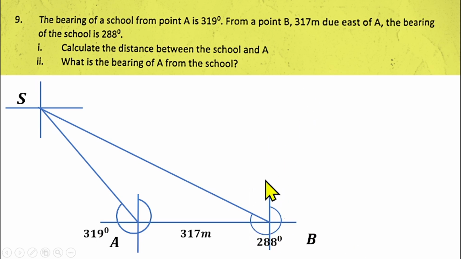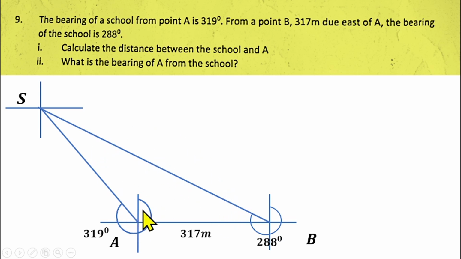That's what the question is saying, and B is 317 east of A. So that is the diagram we have to draw. Then we have to calculate the distance between school and A, which is this side. That will not be possible unless we first tidy up the diagram by finding the angles that are missing. In this triangle, there's no angle inside the triangle yet, so we need to get some angles.